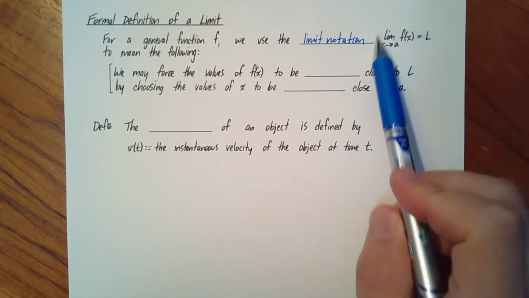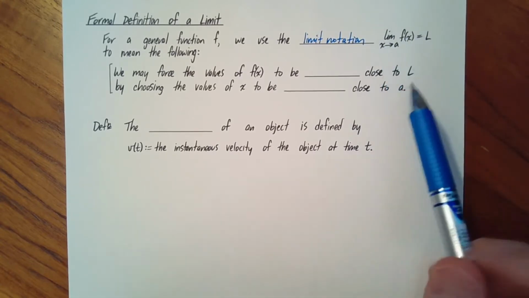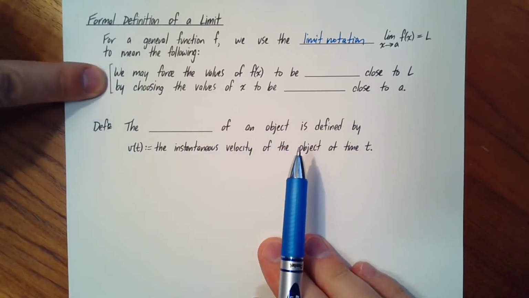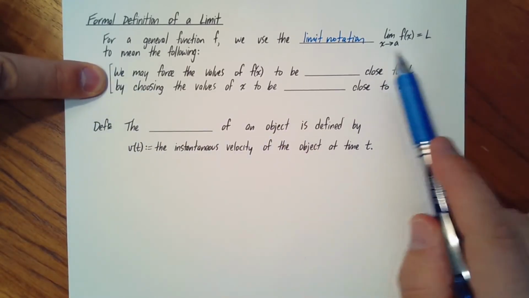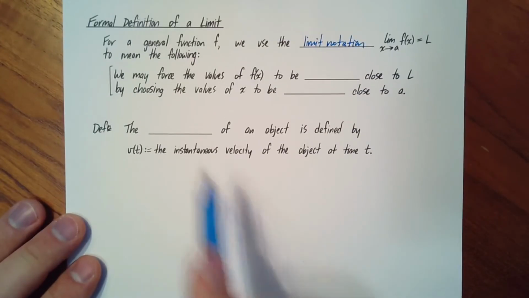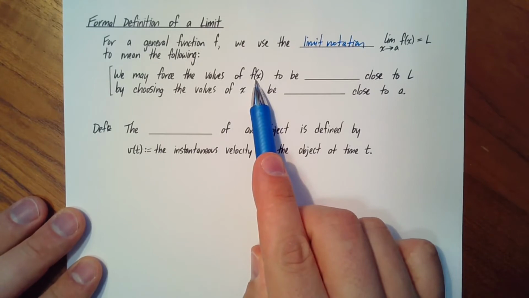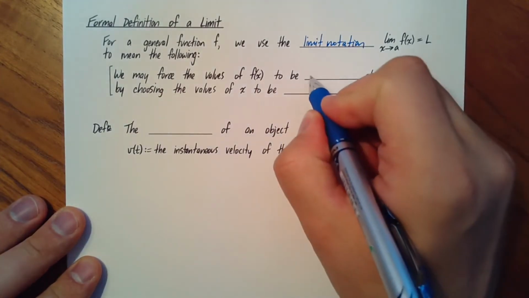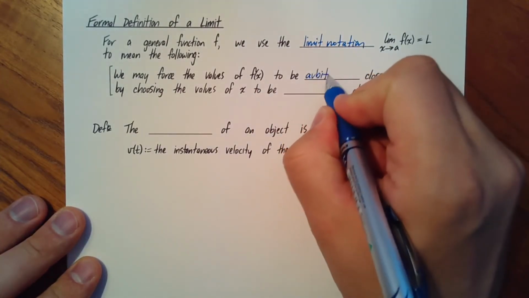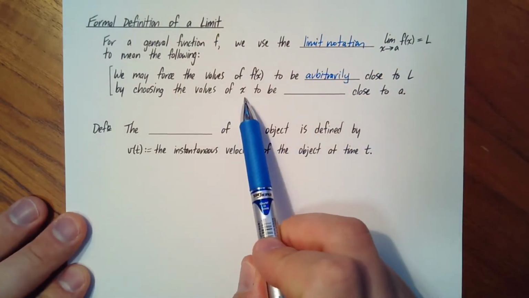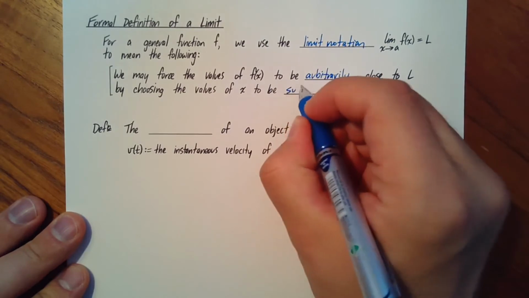Now, what does it mean exactly when you say this, though? What does the notation mean? Well, this is the definition. I put a little bracket here to isolate the statement. This is the statement that you are claiming when you write this. You're saying that you could force the values of f of x, so the output values from the function f, to be arbitrarily close to L by choosing the values of x to be sufficiently close to a.